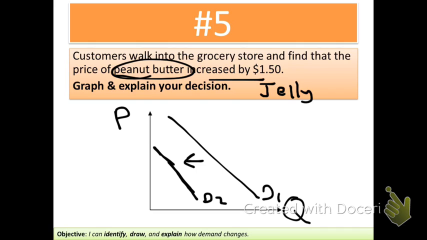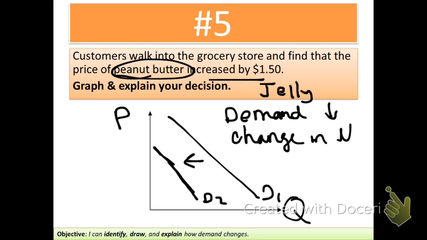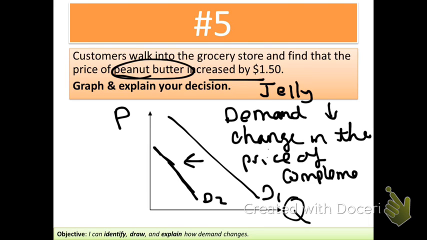So we draw D2, and this is a demand decrease. And the reason is a change in the price of complements. And that's number 5.